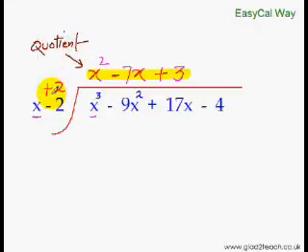Now in case you want to find the remainder as well, then you can also do that very easily. Once again, do the same thing. Multiply this plus 2 with this 3 and add it to the next term of the dividend. 2 times 3 is 6. 6 minus 4 is 2. So the remainder is 2.